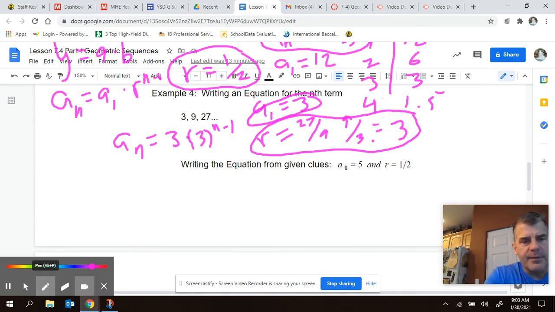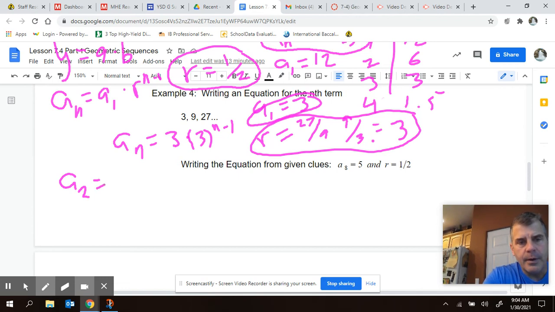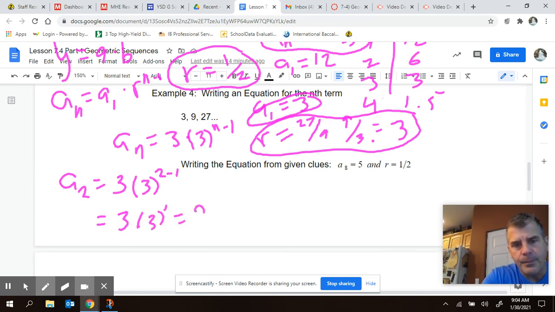And so to test this equation, how does it really work? Well, we already know that the first term is 3. So the second term, we're going to put 2 in for n. That means find a sub 2. You're going to go 3, use the formula. I'm just using the formula. 3 times 3 to the 2 goes in for n minus 1. And that math goes like this. 3 times 3 to the first power. 2 minus 1 is 1. Okay, so then we got 9. So sure enough, our first term being 3, we just found our second term. This is a sub 2.